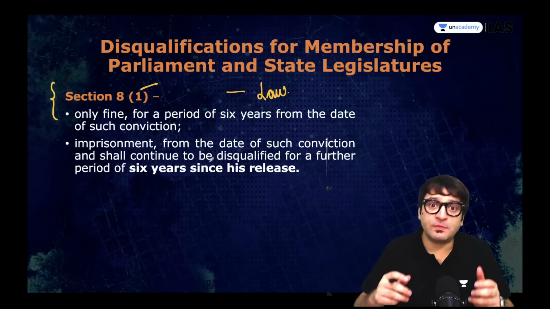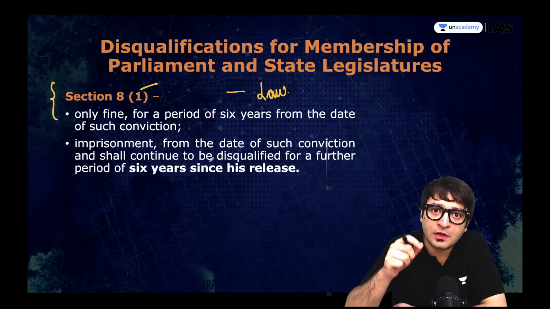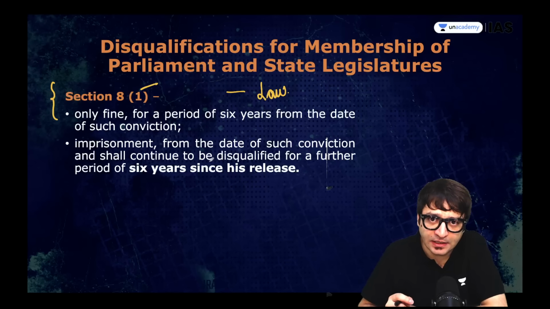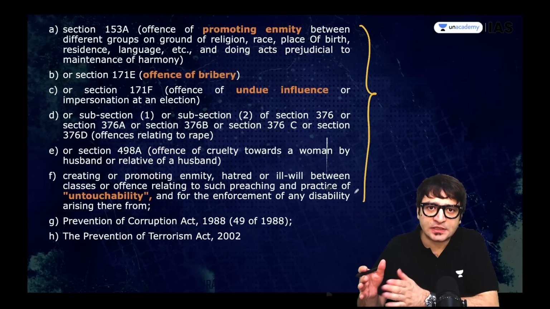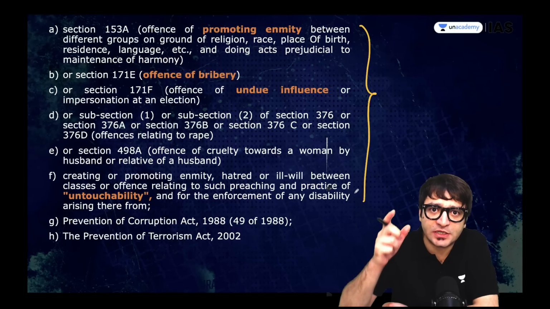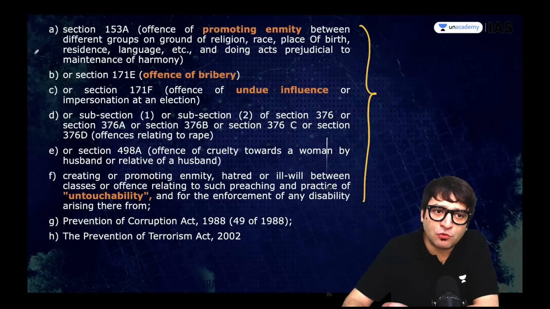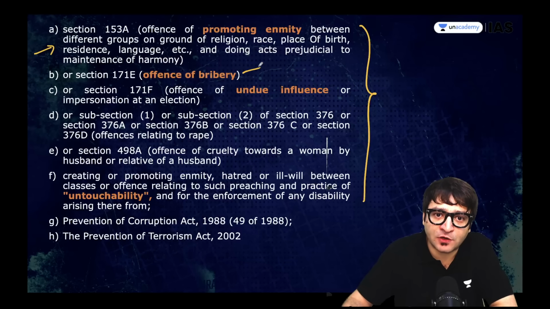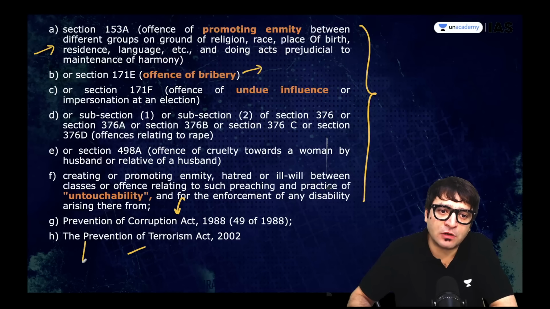You may have heard, you may have read, that if a legislator has been sentenced to 2 or more years in jail, only then are you disqualified from that legislative house. This is an incorrect understanding. If you are a legislator, whether a member of Lok Sabha, Rajya Sabha, Legislative Assembly, or Legislative Council, and you have been found guilty of promoting enmity amongst different sections of society on grounds of religion, race, or place of birth, or you have been convicted for bribery, or under untouchability laws, or under the Prevention of Corruption Act or the Prevention of Terrorism Act 2002, although this law has now been repealed.